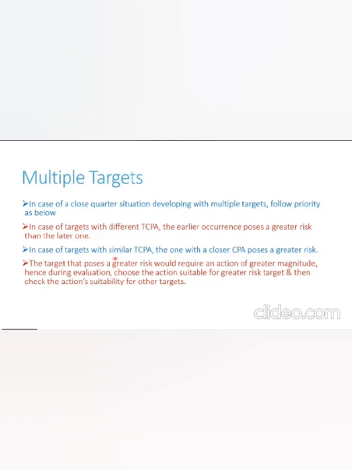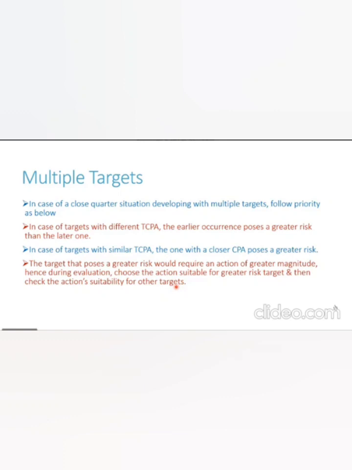Now in case we have multiple targets with similar TCPA, both or all three of the targets having a similar TCPA, the one with a closer CPA poses a greater risk to us. Now once you pinpoint the target which poses a greater risk, that target would require an action of greater magnitude. Hence, during evaluation, choose the action suitable for the greater risk target and then check this action's suitability for other targets also. This will ensure that the vessel maintains its required CPA with all the targets which are close to us.